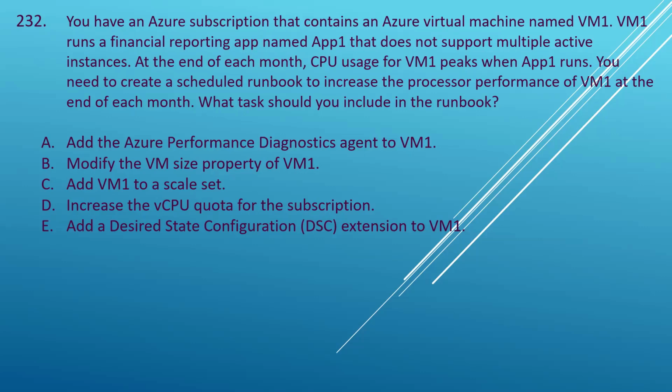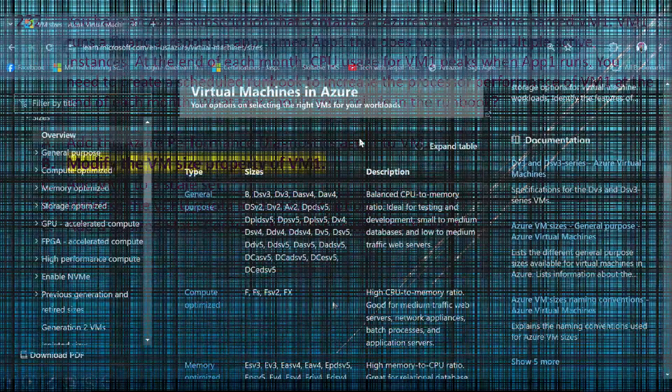And your options are: add the Azure performance diagnostic agent to VM1, modify the VM size property of VM1, add VM1 to a scale set, increase the vCPU quota for the subscription, add a desired state configuration extension to VM1. And friends, the correct answer here is option B, modify the VM size property of VM1. Let's head to official Microsoft documentation to understand the reason behind choosing option B as the correct choice here.